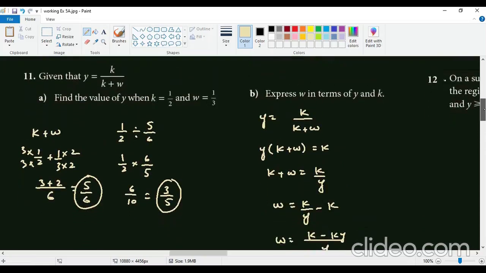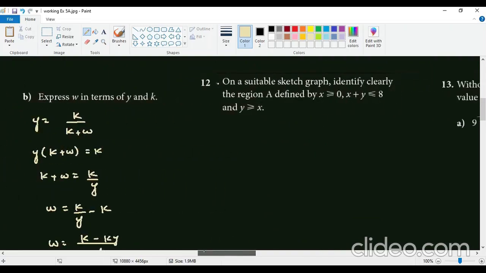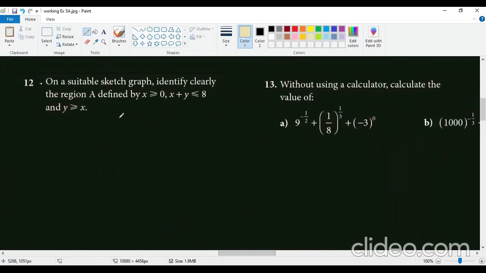Moving on to the next question, 12, which is telling us on a suitable sketch graph, identify clearly the region A defined by x is greater than or equal to 0. That means it's going to be a vertical line, taking advantage of straight lines. And I know very well x plus y is less than or equal to 8. That means if I write 8 over here, your sketch graph is going to be something like this.